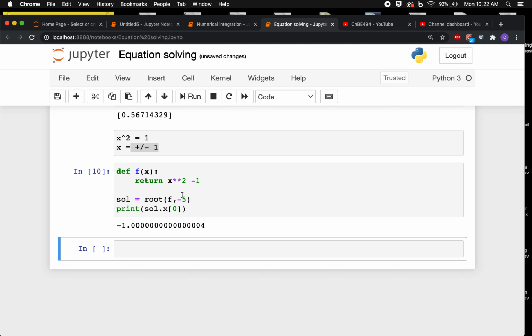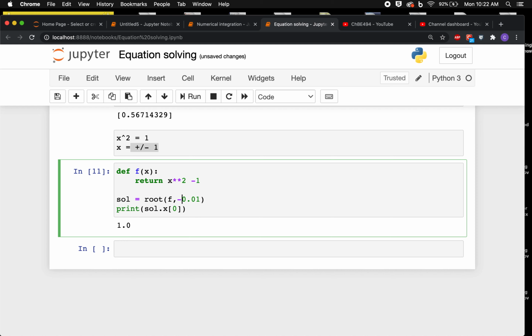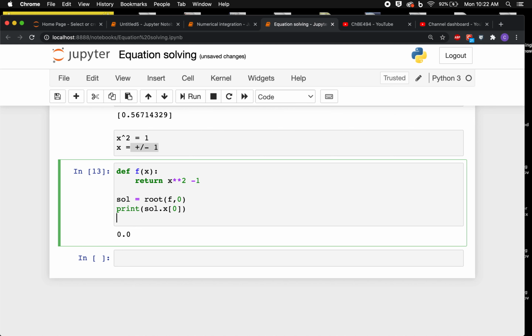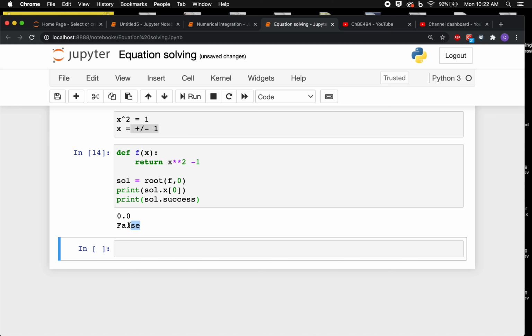Basically, in this case, if I pick something bigger than 0, I'm going to get back the positive solution. And if I pick something slightly less than 0, I get back the minus solution. If I actually pick 0, the algorithm's not going to work. It's going to give me back 0, which we know is not a solution. So I could do sol.success. And in this case, I have a false. And the reason why is we actually have a 0 derivative at that value. And I'll explain that a little bit later.